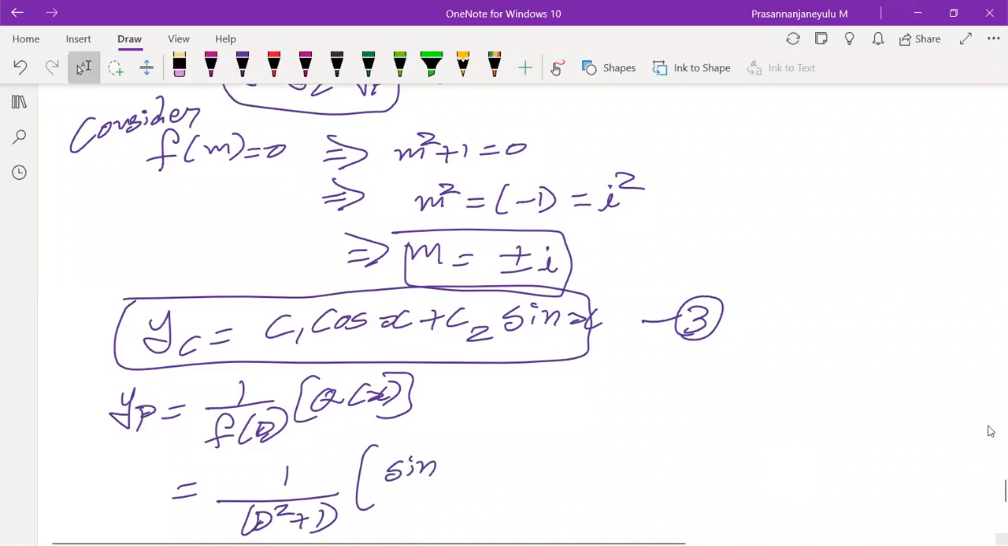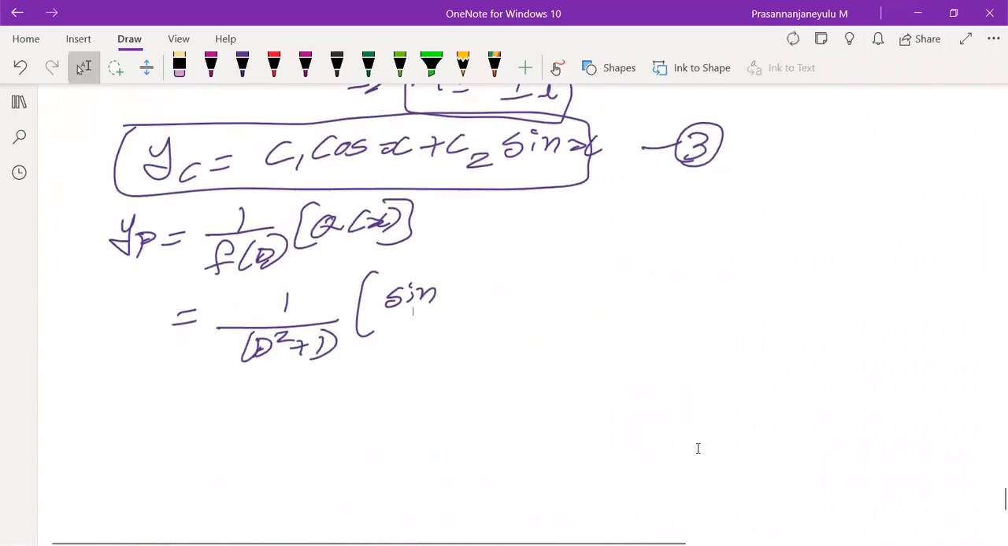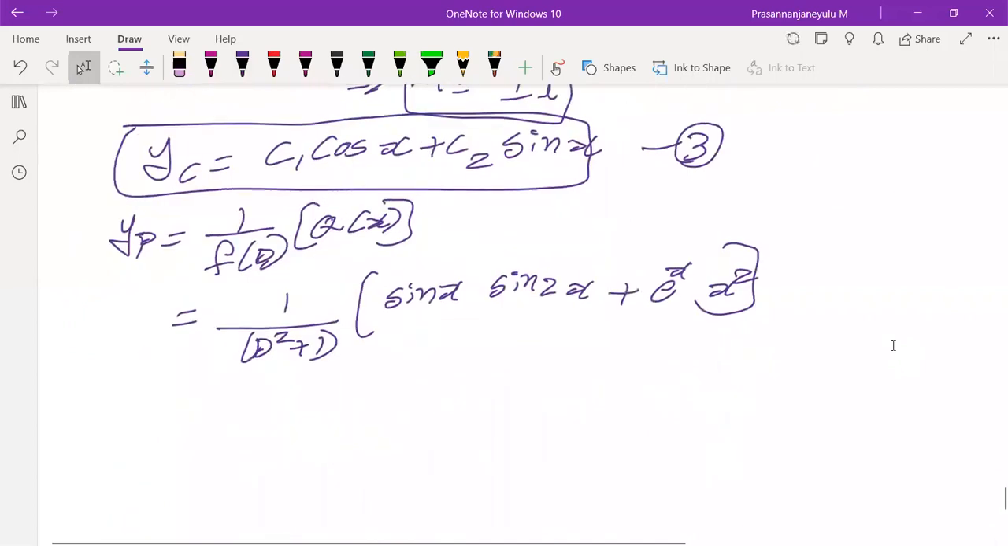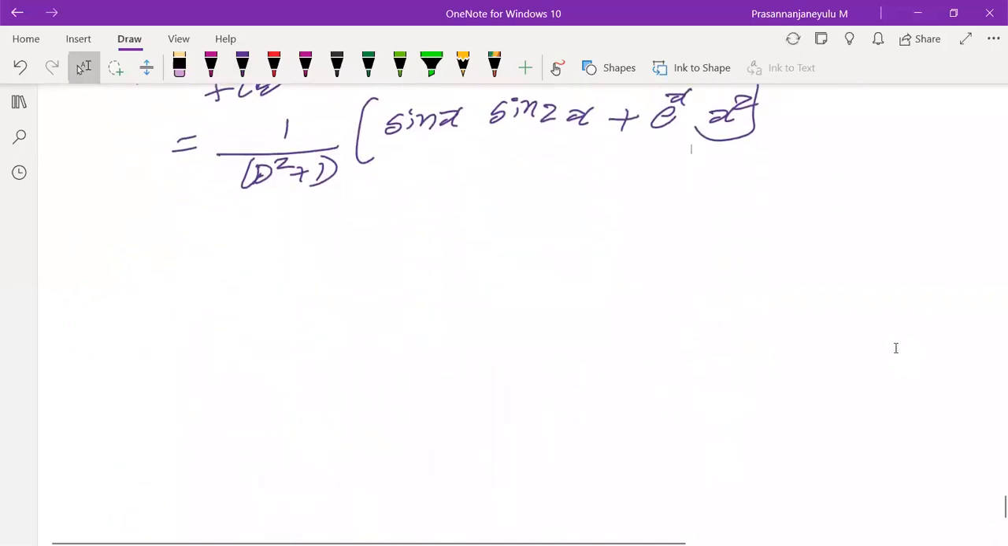Sine x into sine 2x plus e power x into x square. Let me check. Yes, e power x into x square. Now, how do we have to separate this? First, I am writing this as 1 by D square plus 1 of... I am writing this as one term and this as another term, like expanding two terms. I am not taking yp1, yp2, I am doing it directly.